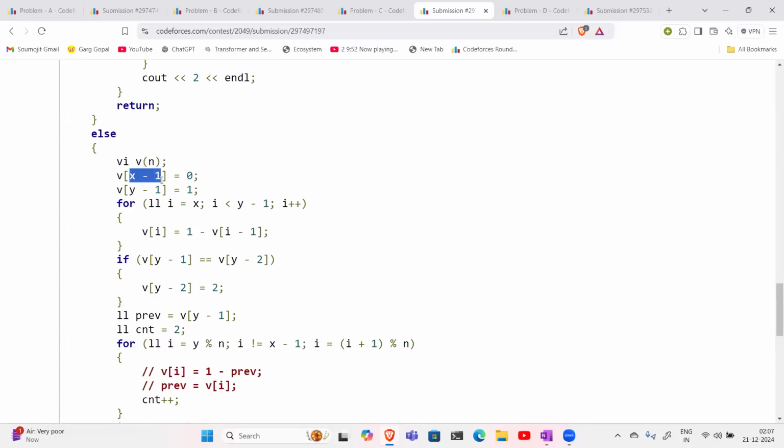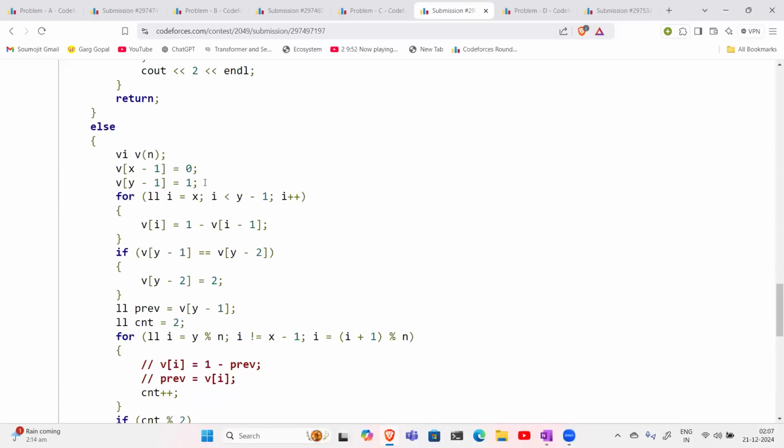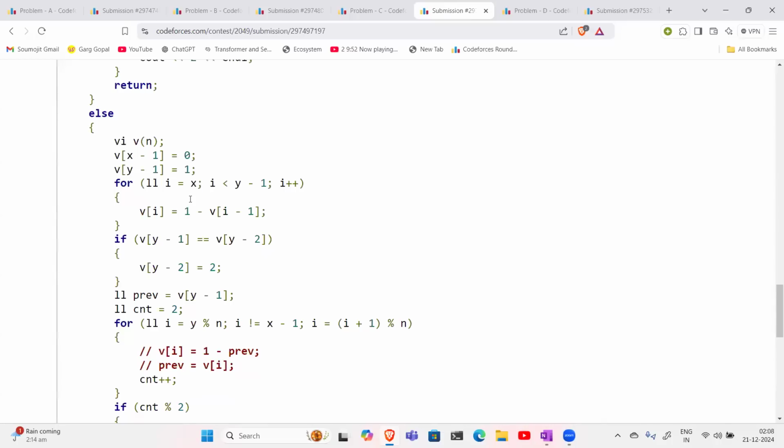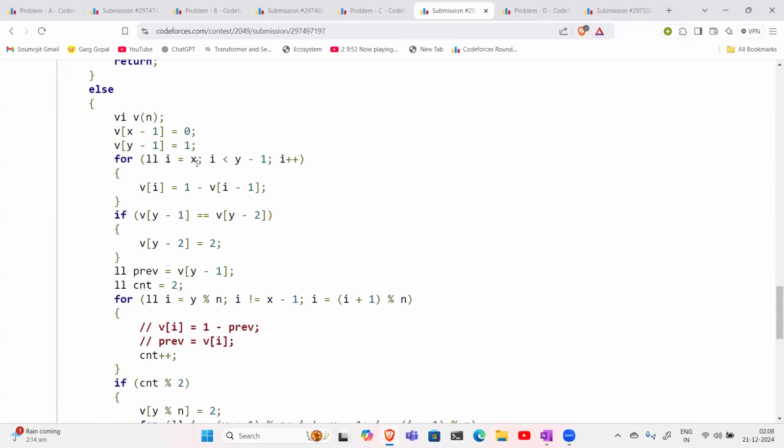I have used this minus one to basically switch from one based indexing to zero based indexing. Okay, so I use the same idea. V[x minus 1] is 0, V[y minus 1] is 1. So that means basically we mark the x node with color 0 and the yth node with color 1. Then I move from the x node to the yth node, simply alternating. Like I mark V[i] as 1 minus V[i minus 1]. So if V[i minus 1] is 0, then I mark V[i] as 1. And if V[i minus 1] is 1, then we mark V[i] as 0. So that means I just keep on alternating along the path from x to y.